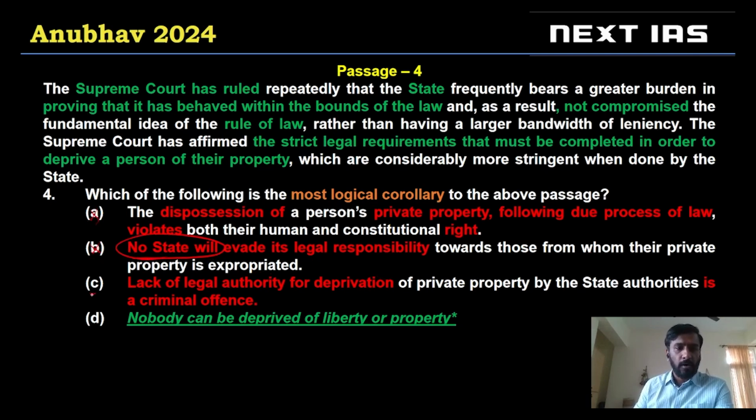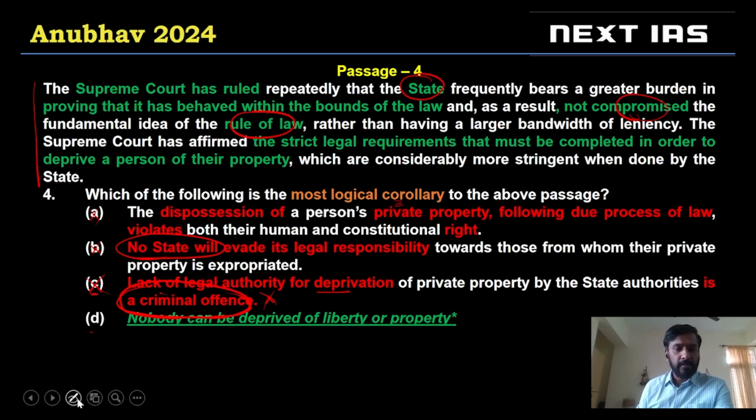Option B is incorrect. Option C, lack of legal authority for deprivation of property is a criminal offense. What kind of offense it is if a state has compromised rule of law is not discussed in the passage. So we can't use outside information. If you notice, the instructions say that our answer should be based on information in the passage only. Since criminal offense is not discussed in the passage, it does not logically follow.